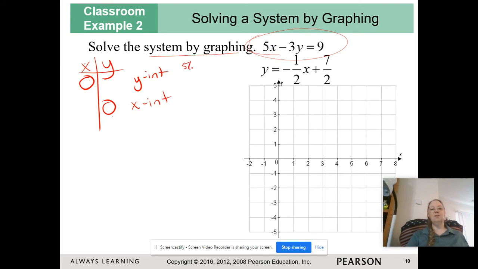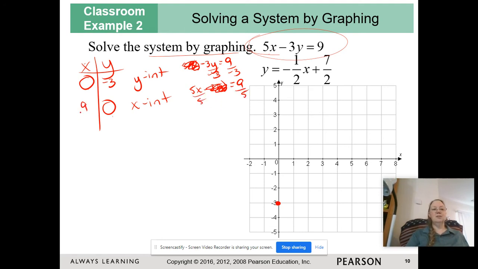So we have 5 times 0 minus 3y. 0 times anything gives me 0. So I have negative 3y equals 9, divided by negative 3, I get my y value of negative 3. So I've got 0, negative 3 as my first intercept, the y-intercept. Now I'm going to plug in y equals 0. So 5x, again, anything times 0 is 0.